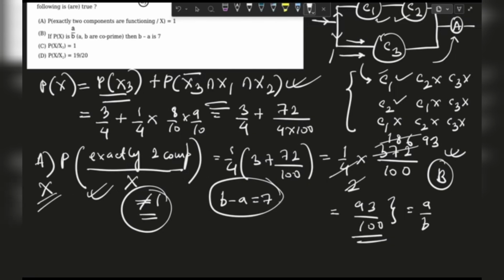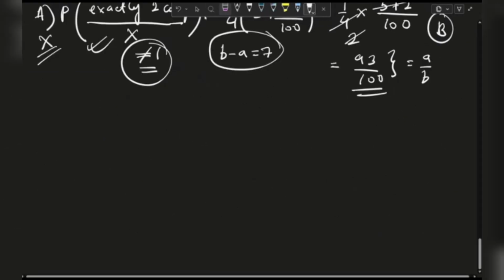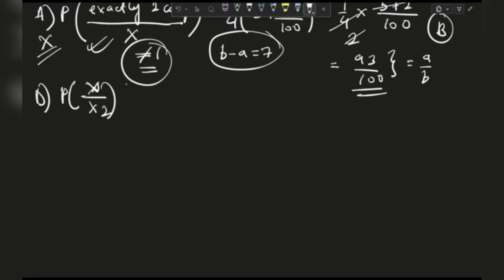So now let's move on to our option numbers C and D. I will change the page. So our option D was probability of x given x2. Basically x given x2 means the probability that the ammeter is functional given that the second component or C2 is working. So this is pretty easy. I will try to write this in expressions.